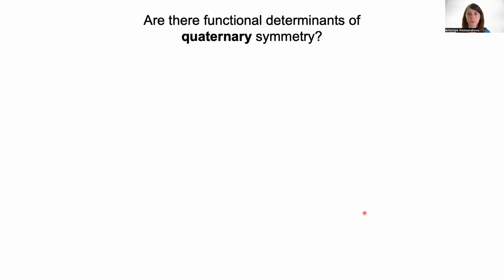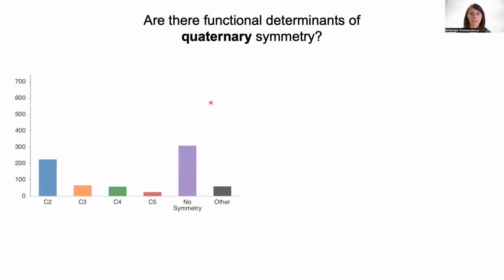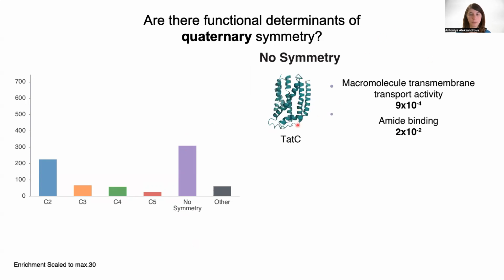So do specific quaternary symmetry orders relate to specific functions? The largest group in our population is of proteins that have no quaternary symmetry, either because they're monomeric or because they're part of a non-symmetric complex. Here, I'm listing some of the top most significantly positively enriched non-redundant GO terms within the no symmetry group, in order to give you a flavor of the patterns that we see. In particular, here we see an enrichment of macromolecule transmembrane transport activity and amide binding.